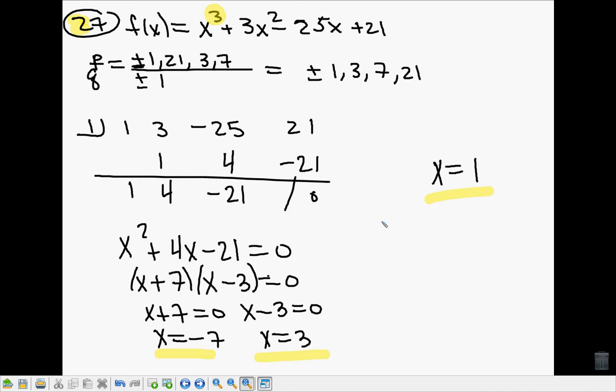It's not always going to be that easy. Obviously, sometimes you're going to have to try all of them, and maybe you'll have to go to the 21 before you get something with a 0 remainder. But there's no way to know that. You're just going to have to keep trying.